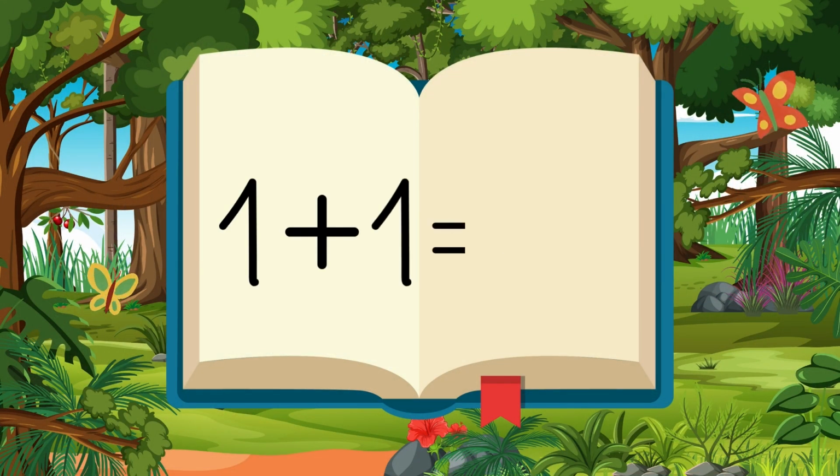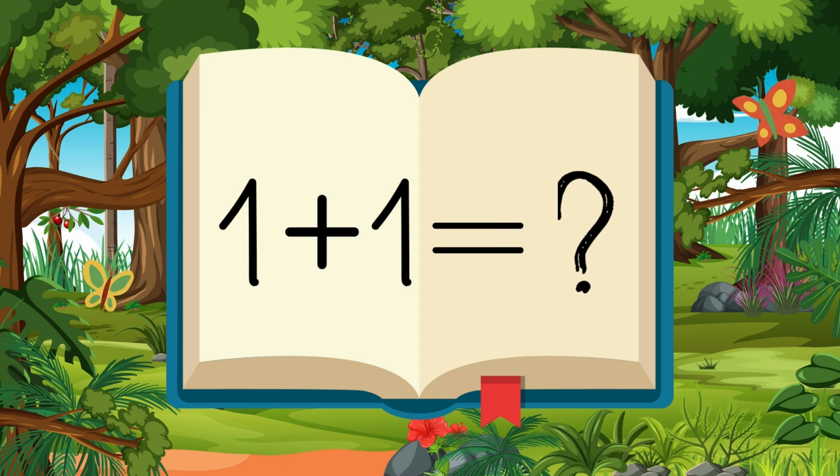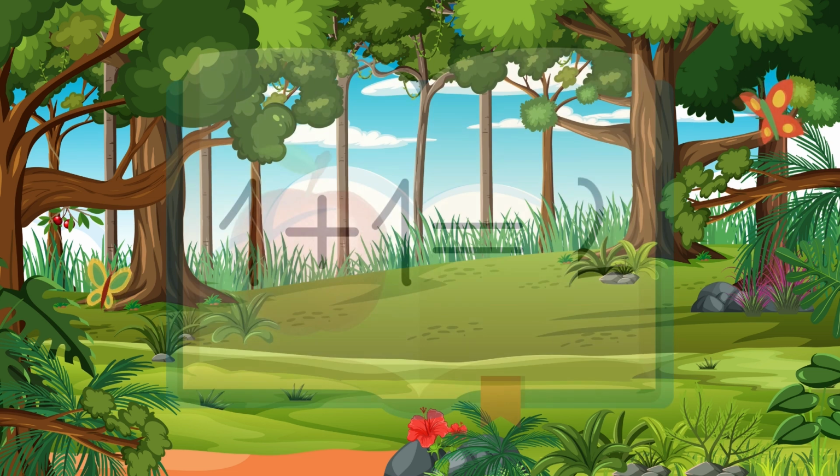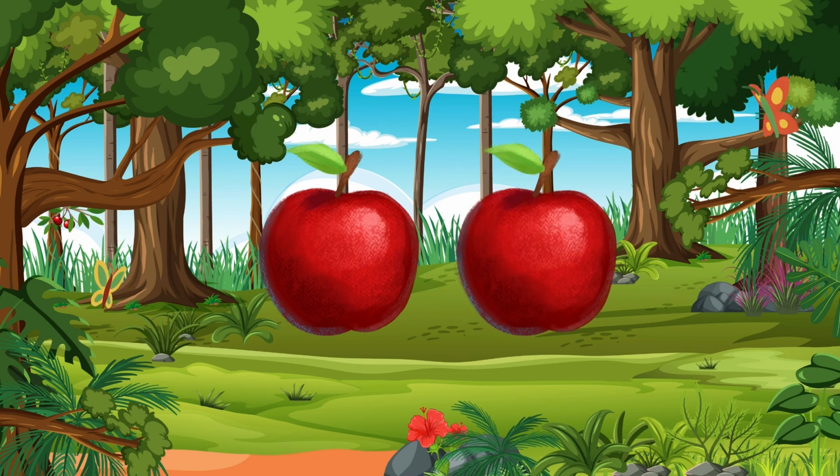Let's start with 1 plus 1. 1 plus 1 equals what? The answer is 2. Great job, everyone. We have 1 apple, add 1 more apple, so we have 2 apples. Let's keep learning. Are you ready?